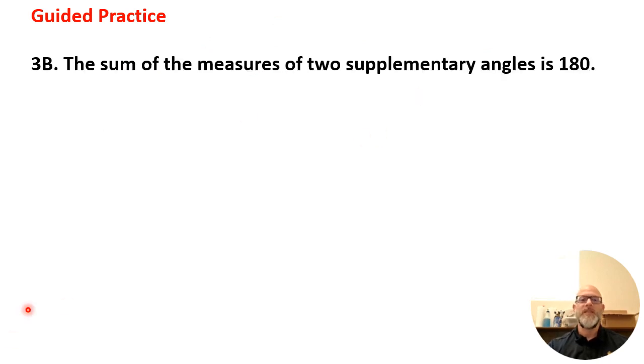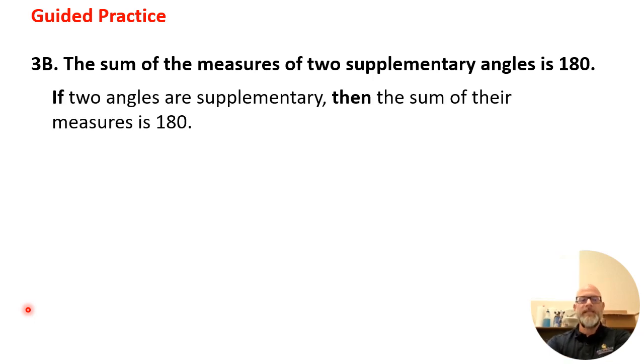Try another one. The sum of the measures of 2 supplementary angles is 180. Pause it. See how you do. All right. If 2 angles are supplementary, then the sum of their measures is 180. Notice we always have to insert these words, like we inserted the word angle, or the word animal, just to make the if-then statement make sense.